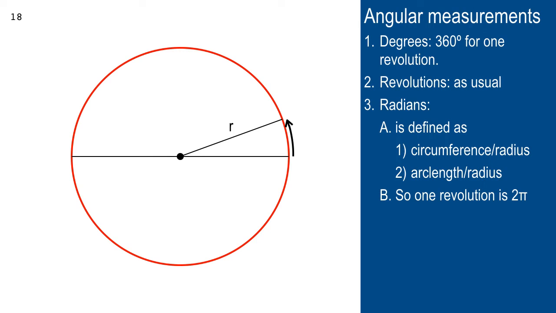So pi is equal to 3.14159, and so on. So 2 pi is about 6.28. So we would say 1 revolution in the radian system is 2 pi, or about 6.28. And 90 degrees would be a quarter of that. So 2 pi divided by 4, what fraction would that be?